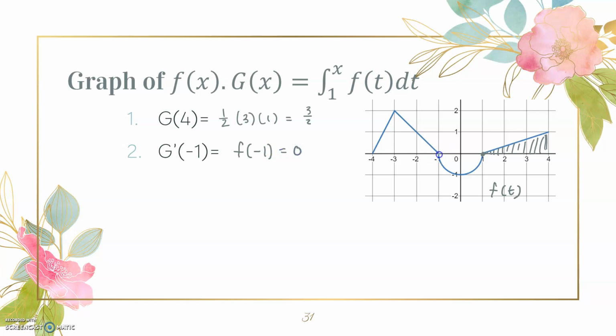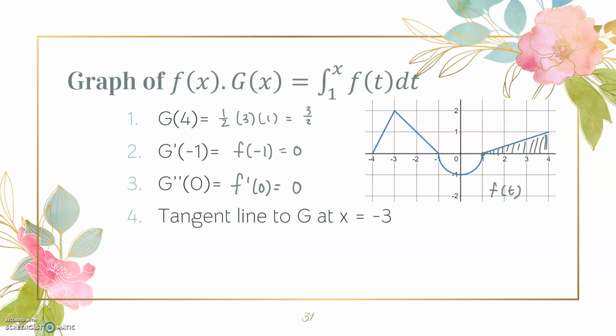Sometimes I see people say g prime of -1 doesn't exist because they see that corner there and it freaks them out. But because it's a corner on f, it's okay. If we were finding a second derivative at -1, that would be a problem. Okay, the second derivative at 0 would be f prime at 0, which would be 0 because there's a horizontal tangent line at 0.